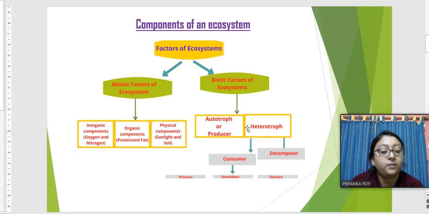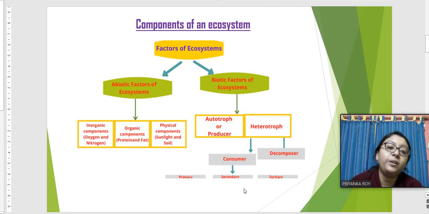Now the biotic factors, they are the autotrophs or producers, and the heterotrophs, the ones who cannot prepare their own food. So autotrophs or producers, we all know, are the green plants which have chlorophyll and they can photosynthesize, they can prepare their own food, and these heterotrophs are the ones dependent upon the producers for their food. So heterotrophs can be consumers or decomposers.